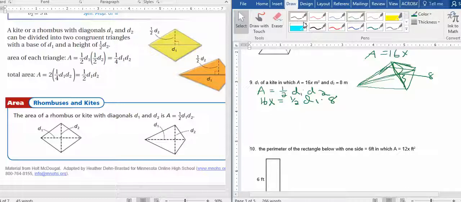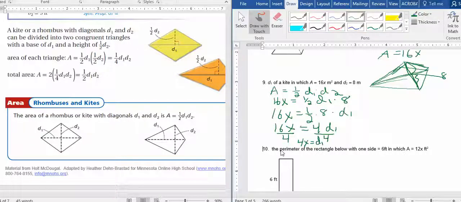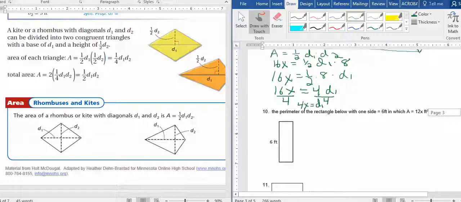So on the right side, we can simplify. We can put together the 1/2 and the times 8. I'm just going to reorder the way they're written. And 1/2 of 8 is 4. So we know that 16x equals 4 times d sub 1. Now we can divide both sides by 4. 16 divided by 4 is 4, so we get that 4x is equal to our other diagonal. And if you write that the answer is 4, then you're wrong because you don't have that x part of it.